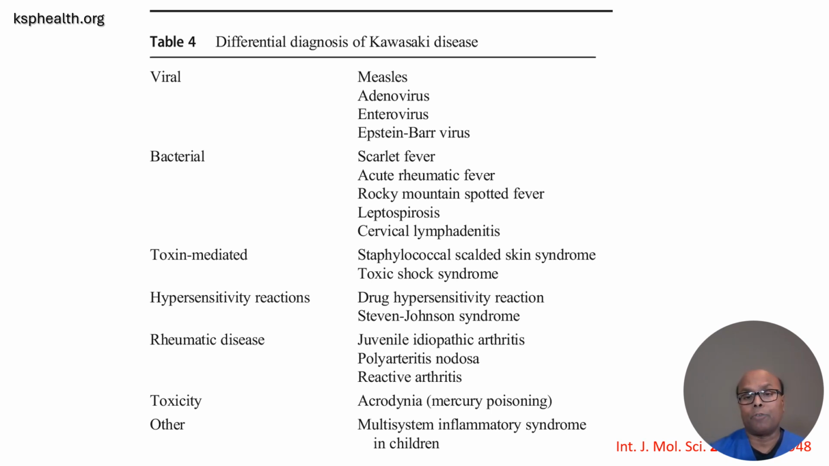The differential diagnosis of Kawasaki disease to be considered is as follows. Viral diseases such as measles, adenovirus, enterovirus, and Epstein-Barr; bacterial infections like scarlet fever, acute rheumatic fever, Rocky Mountain spotted fever, leptospirosis, cervical lymphadenitis; toxin-mediated syndromes like staphylococcal scalded skin syndrome and toxic shock syndrome; hypersensitivity reactions such as drug hypersensitivity reaction, Stevens-Johnson syndrome; rheumatic disease like JIA, polyarteritis nodosa, reactive arthritis; acrodynia or mercury poisoning; and MIS-C.